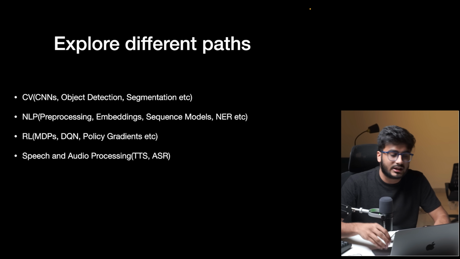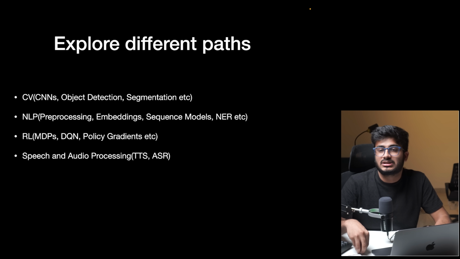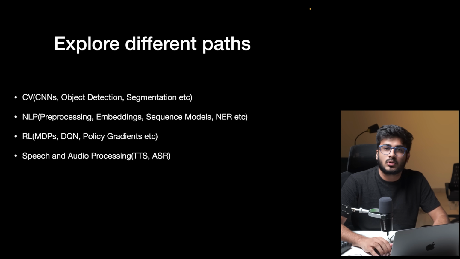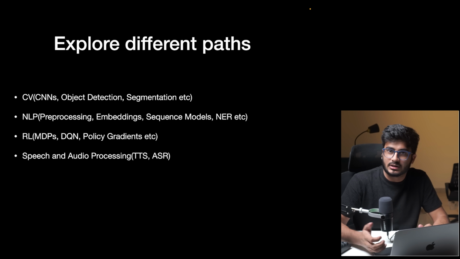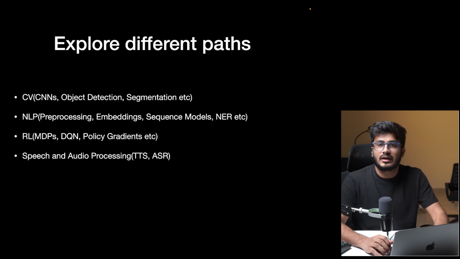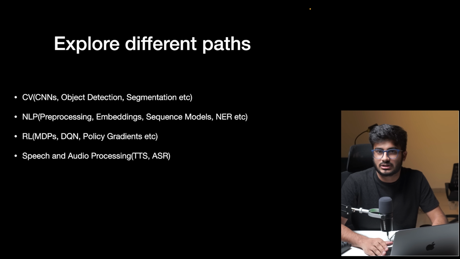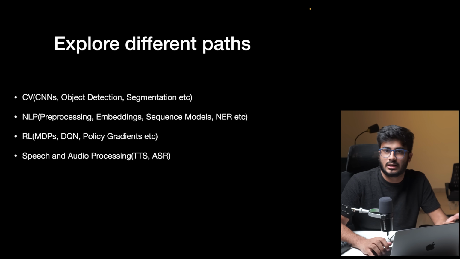The next path you can follow is speech and audio processing, which consists of text-to-speech, automatic speech recognition, etc. You should explore all these paths individually, give them their time. I think after you have given them enough time, you will be able to understand what is the best for you. Either you are good with CV, or you are good with RL, or you are good with NLP. If I talk about my experience, I also dove deep into very different fields. I tried computer vision, I tried RL, I tried NLP. What attracted me most was NLP and RL.